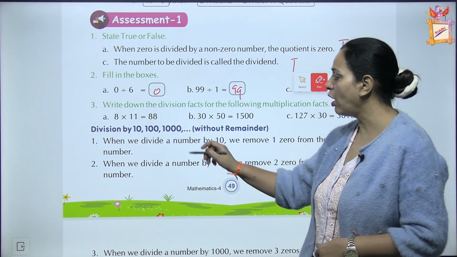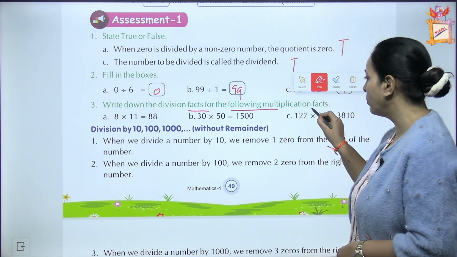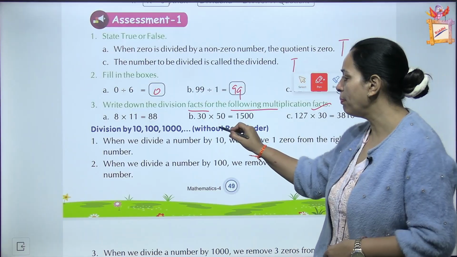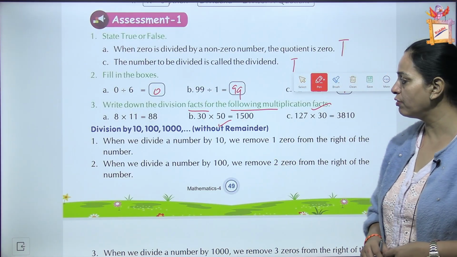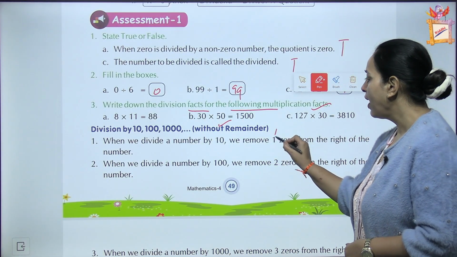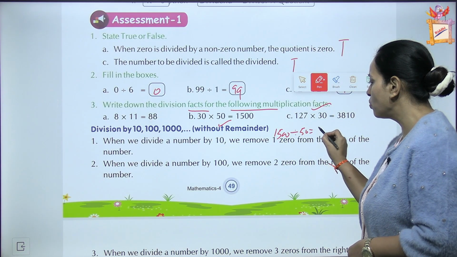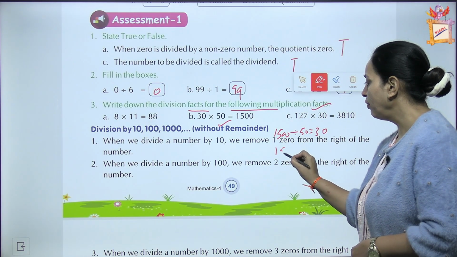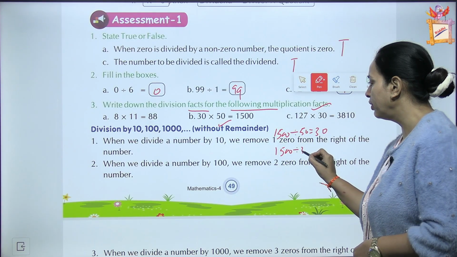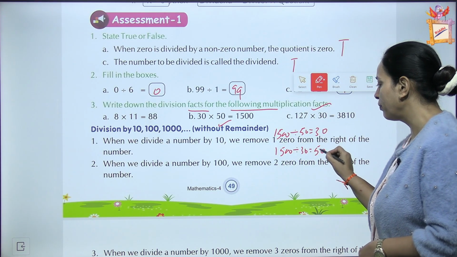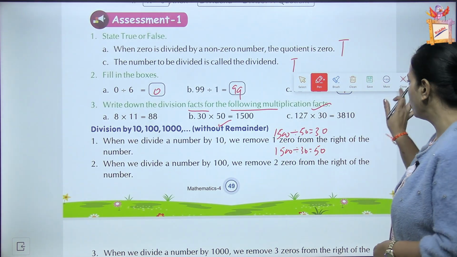The third, write down the division facts for the following multiplication facts. Like B part, 30 multiply 50 equals 1500. I can write 1500 divided by 50 equals 30 and 1500 divided by 30 equals 50. I hope this is clear to you.